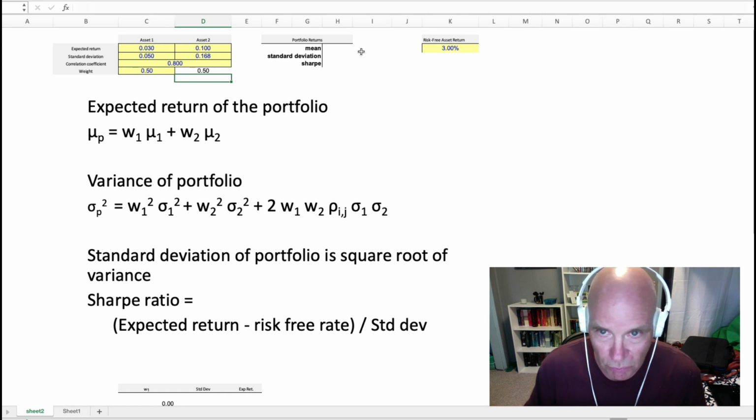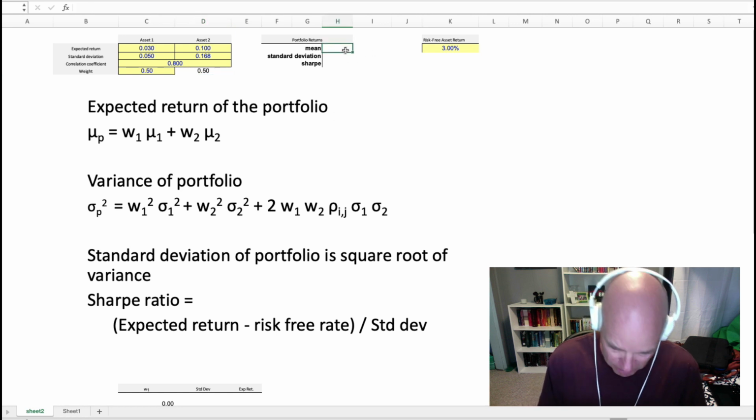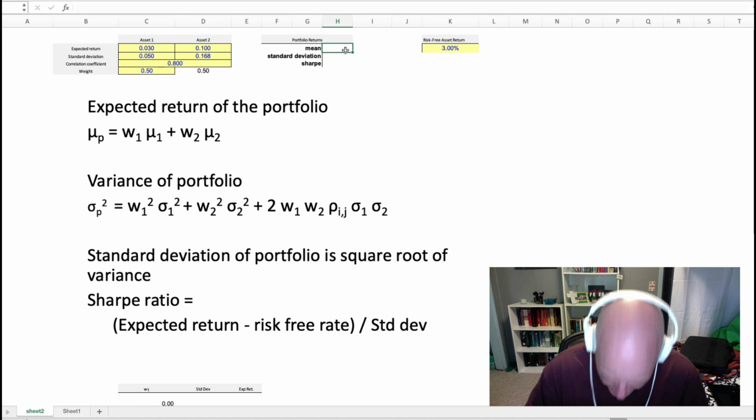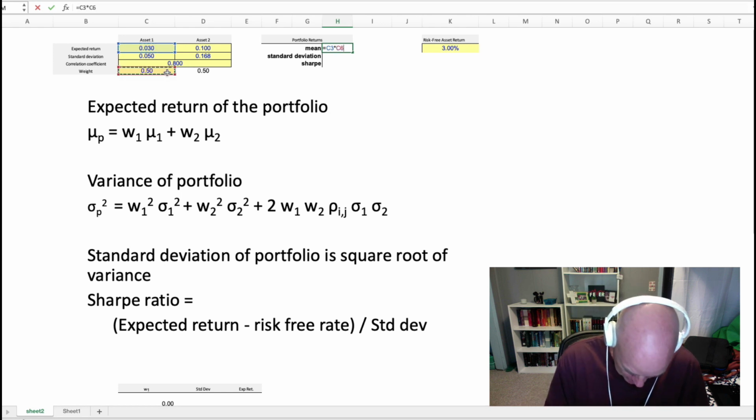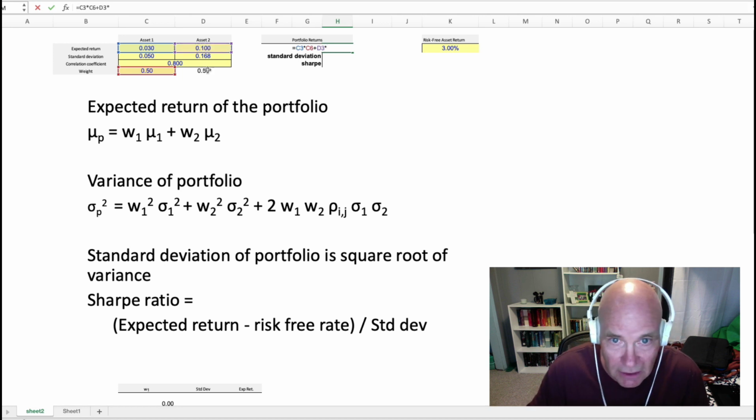I'm going to write the portfolio model right here. So the return is simply the expected return of asset 1 times its weight plus the expected return of asset 2 times its weight. So there, 0.065. All right, now let's write the standard deviation.